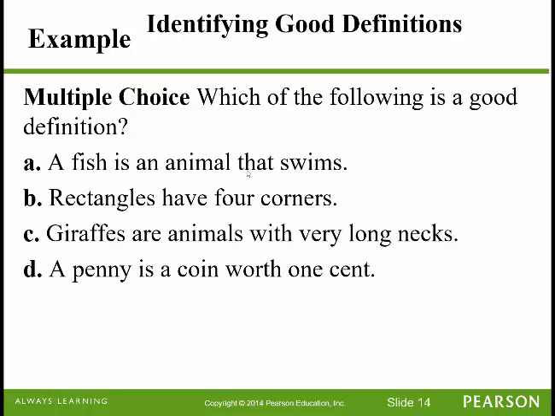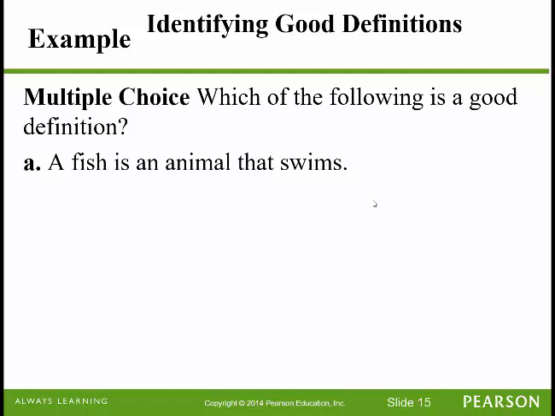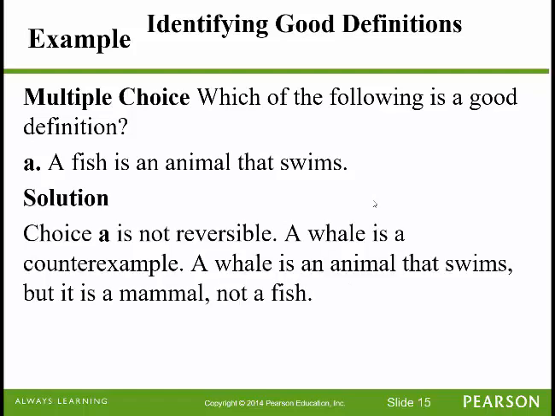All right, let's talk about identifying good definitions. Which of the following is a good definition? I've got four choices, A, B, C, and D. A, a fish is an animal that swims. B, rectangles have four corners. C, giraffes are animals with very long necks. And D, a penny is a coin worth 1 cent. Let's start with the first one. Is this a good definition? It's not reversible. A whale is a counterexample. A whale is an animal that swims, but it is a mammal, not a fish. So that's not a good definition because it is not reversible. It doesn't work in the other way.